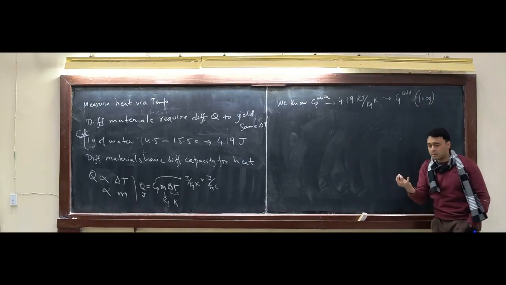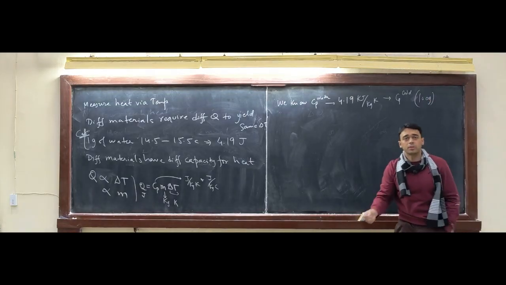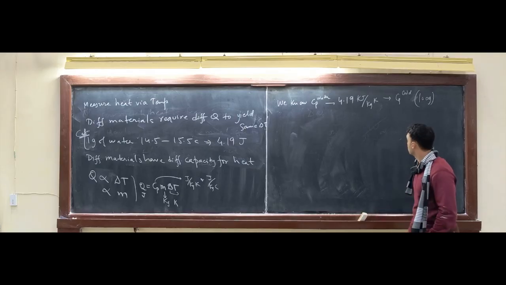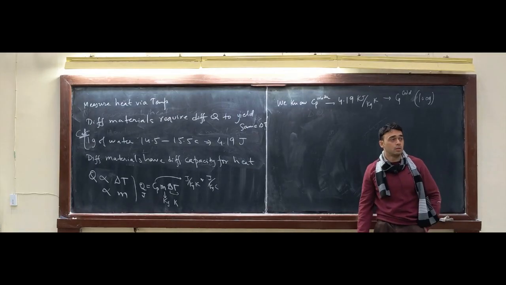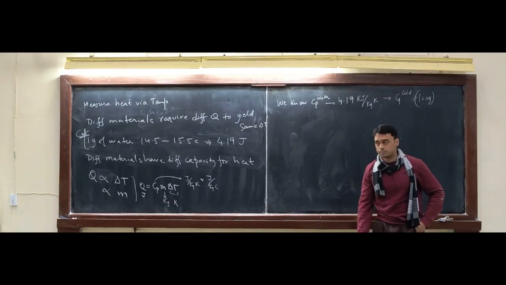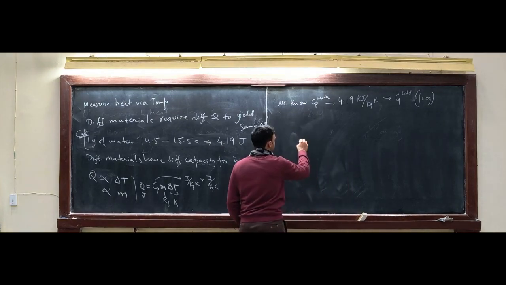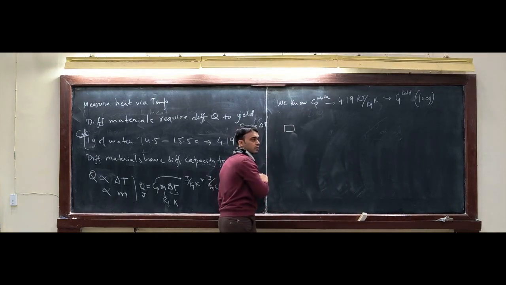So I have this 100 gram gold and I want to measure it specifically. How would you do this? We'll give the same heat to both of them. What is both of them? So you know water and you have this chunk of gold.